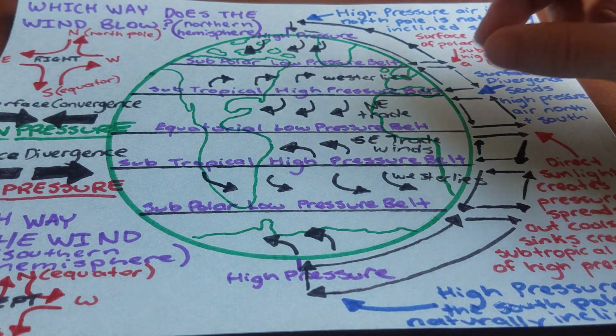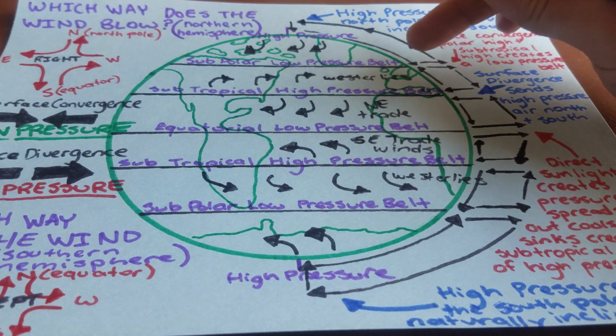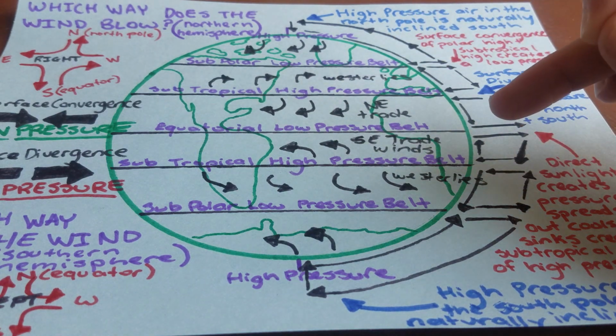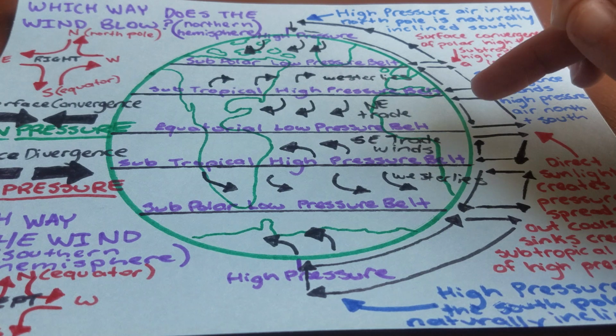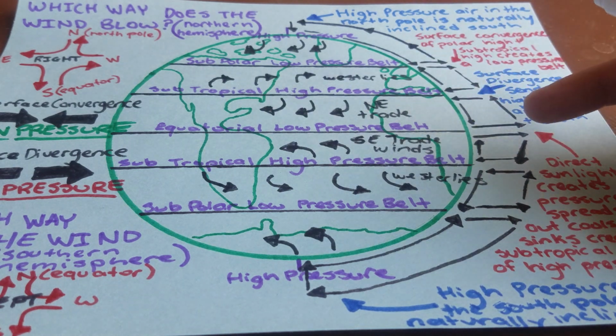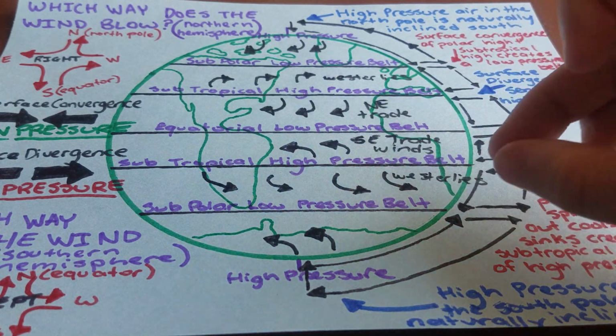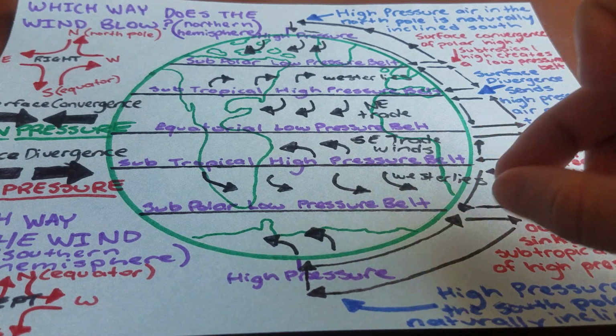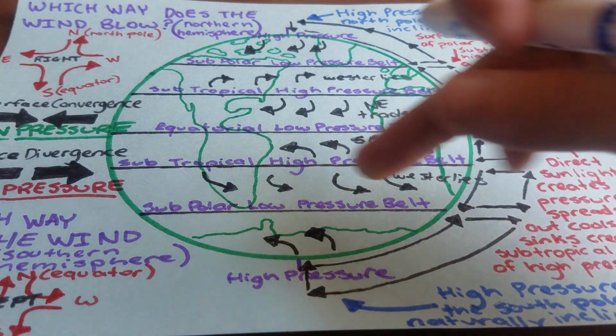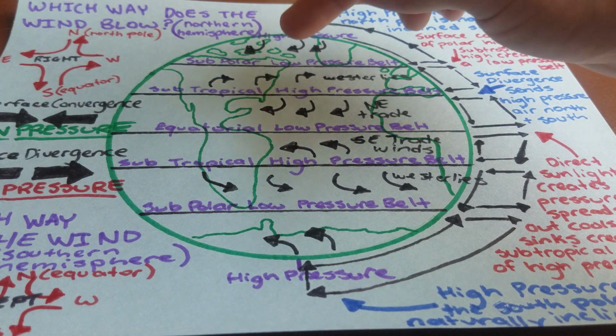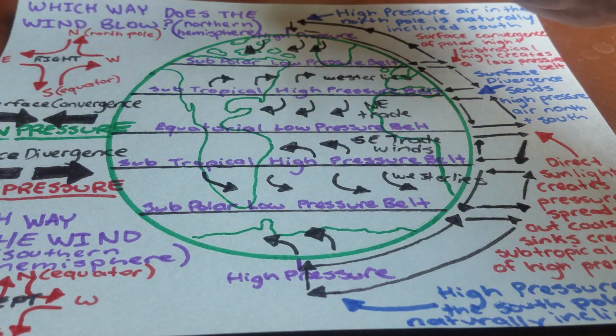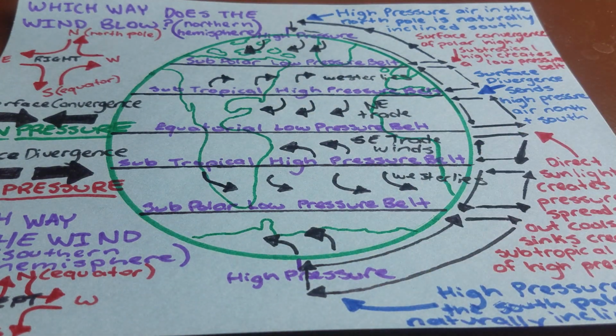That high pressure is divergent, goes up to the subpolar low pressure belts, to the subpolar low pressure belt in the north, subpolar low pressure belt in the south, and then those winds converge, rise up into the sky, creating those regions of polar low pressure, and then of course the poles themselves are high pressure, okay?